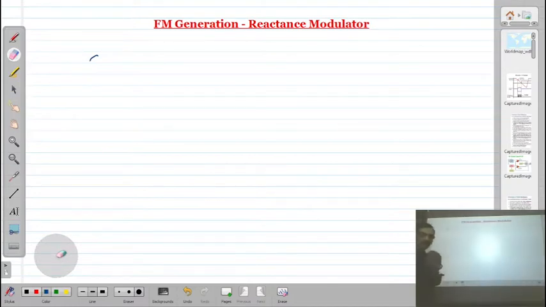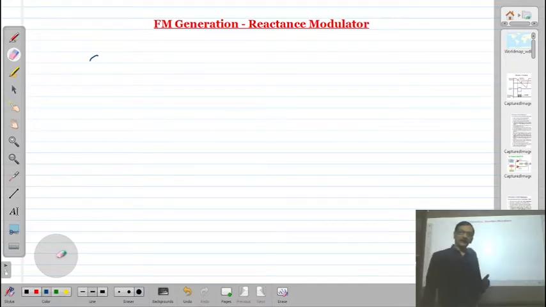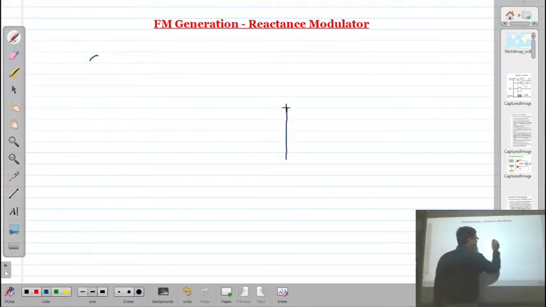Reactance modulator means that the circuit itself will work as a kind of reactance. Now we have two types of reactance, an inductive reactance or a capacitive reactance. So by changing the modulating voltage, the inductive reactance or the capacitive reactance is going to change. If we see the basic thing, in FM generation you require an oscillator. Remember.